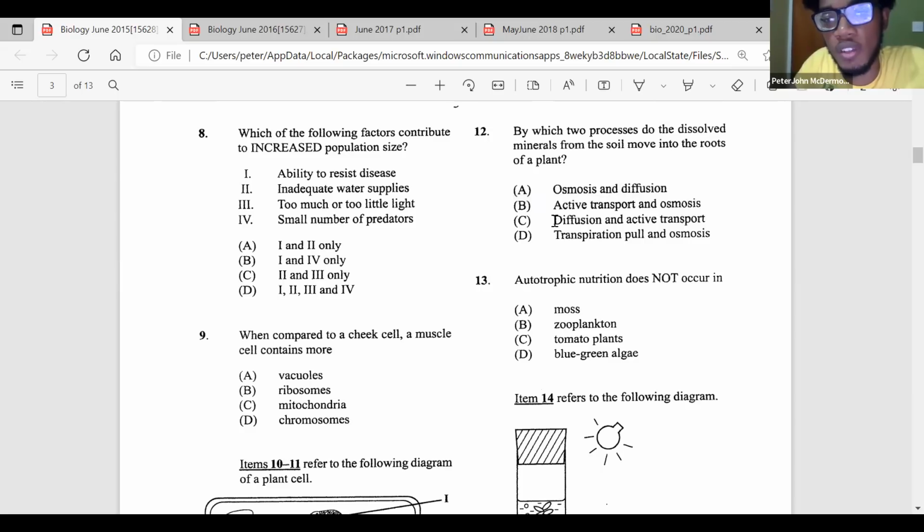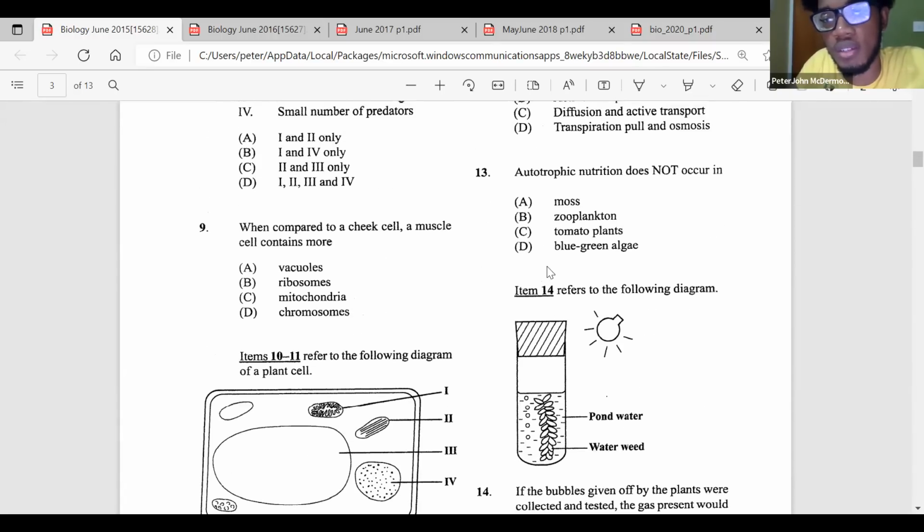Let's skip B for now. Diffusion, again, we can rule out C. D, transpiration pull and osmosis. I wouldn't necessarily say transpiration pull, because transpiration pull and osmosis nowhere account for the dissolved minerals. The processes require active transport and osmosis, right? Transpiration pull and osmosis are just water related, but you need active transport to get in the minerals.